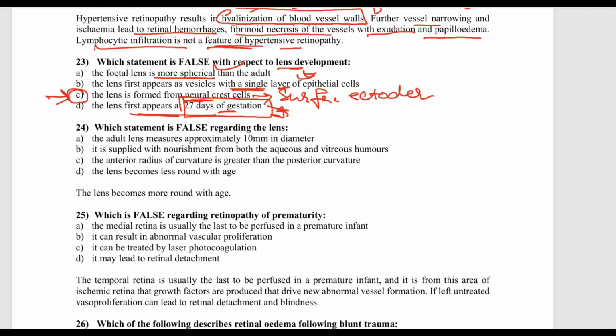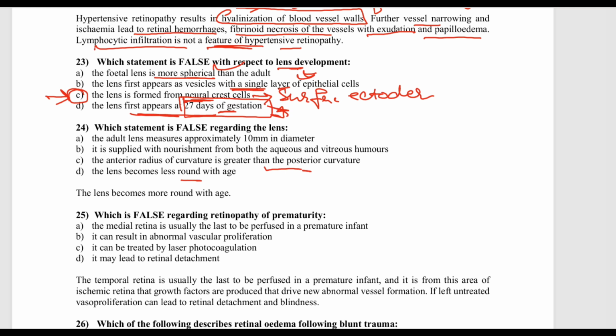The next question is, which statement is false regarding the lens? The options are: the adult lens measures approximately 10 millimeters in diameter; it is supplied with nourishment from both the aqueous and the vitreous; the anterior radius of curvature is greater than the posterior curvature; the lens becomes less round with age.